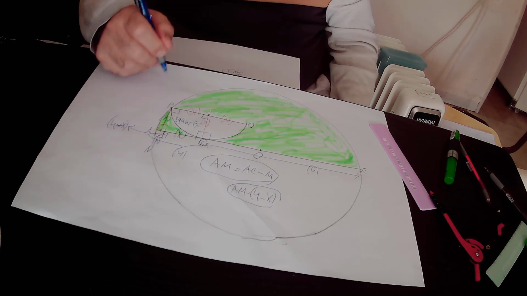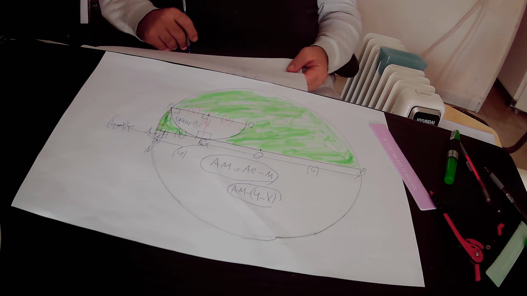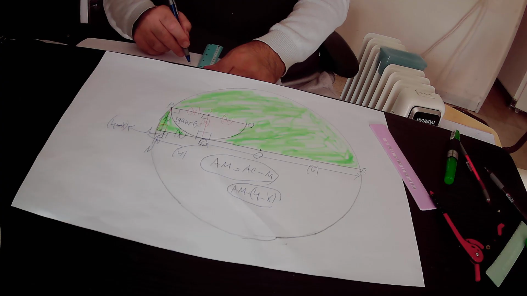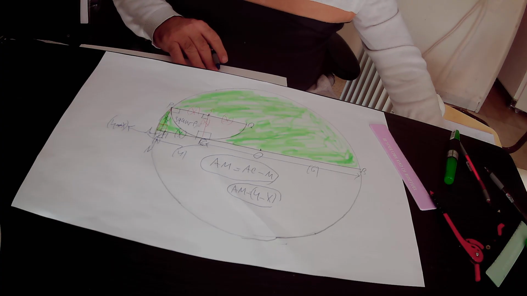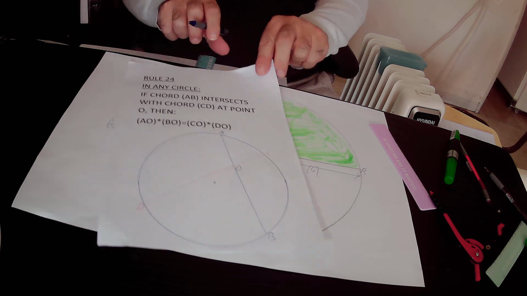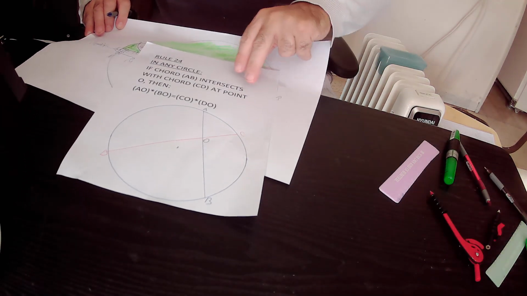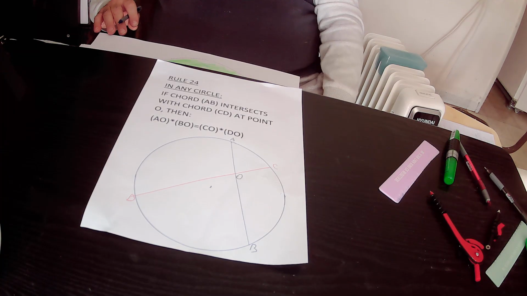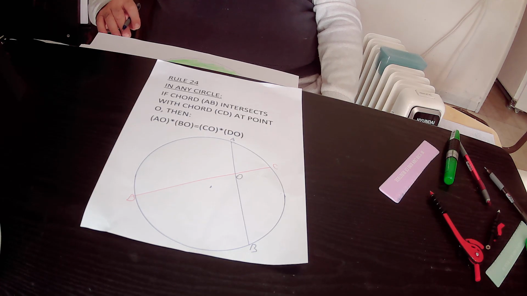In the next step, we will implement rule 24 in our drawing. Repeat quickly on rule 24. Rule 24 is true in any circle, so in any circle if chord AB intersects with chord CD at point O, then the following equation is true: AO times BO equals CO times DO.